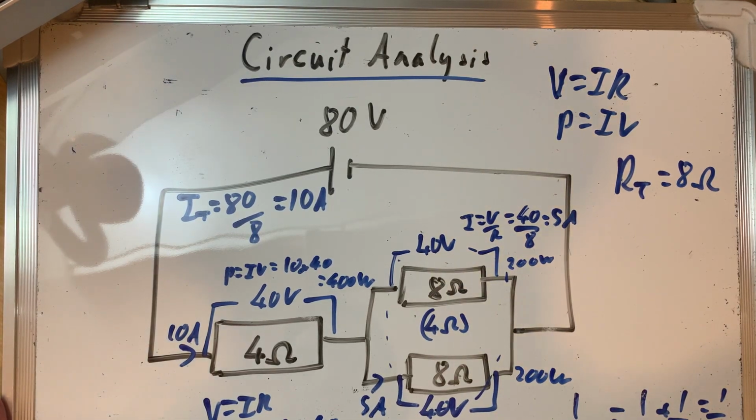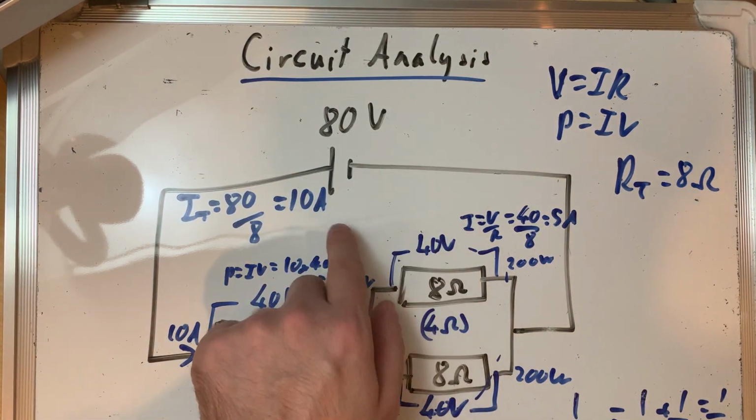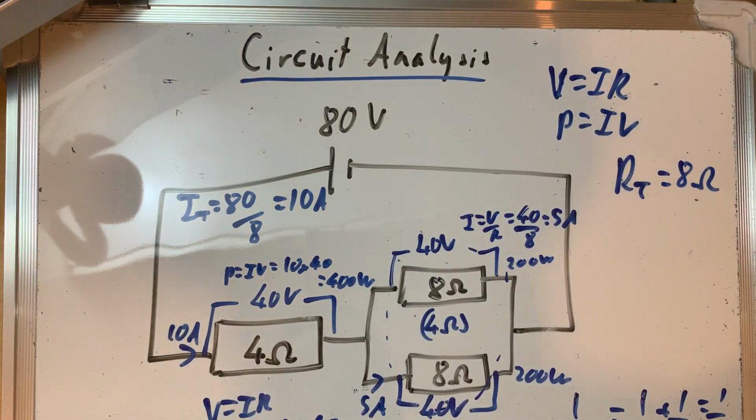So total power is 800 watts, which should make sense because 80 volts are making 10 amps flow through the whole circuit. That also works. Just a bit of practice analysing circuits there.